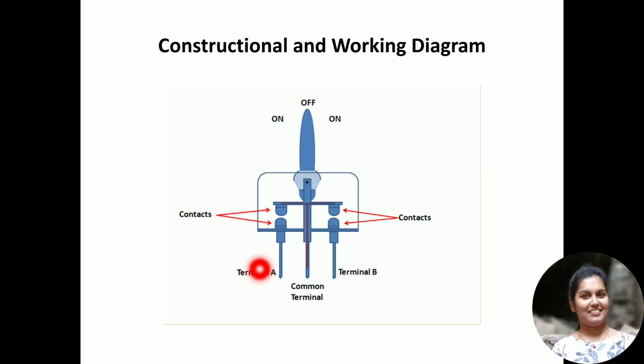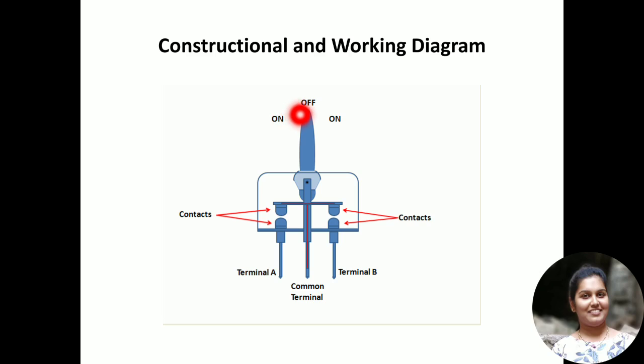So the current will be flowing in the electrical circuit that is connected between the terminal A and the common terminal. Okay, if we move the handle from the left side back to its position, then the contacts will open up again, making it a break circuit or open circuit, so that the circuit connected between the terminal and the common terminal will get disconnected, and the circuit will act as an open circuit and no current will be flowing here.